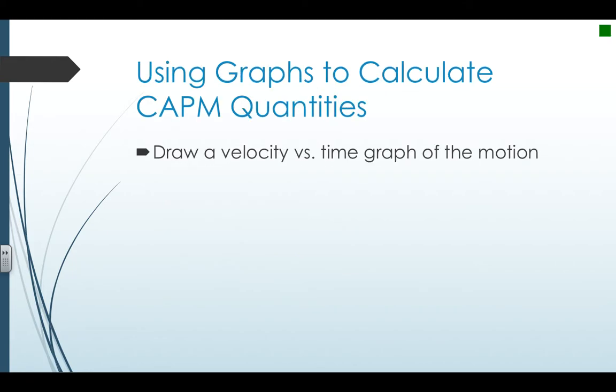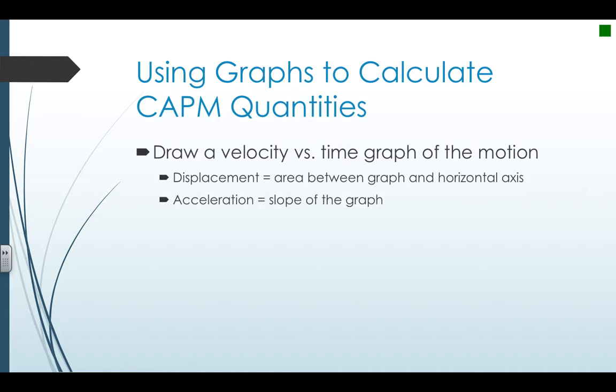There are 2 methods that we're going to cover about how to find those quantities, specifically those 3 quantities: displacement, instantaneous velocity, and acceleration. The first method that you could use is to draw a velocity versus time graph of the motion while keeping in mind that displacement is the area between the graph and the horizontal axis, and acceleration is the slope of the graph. There's another method for finding those quantities, however.